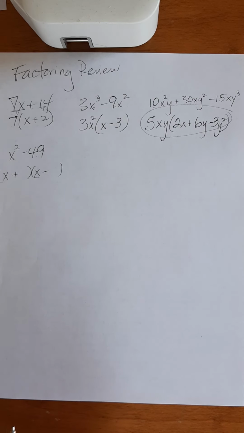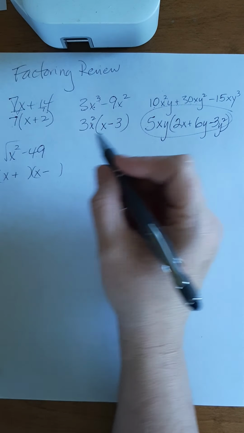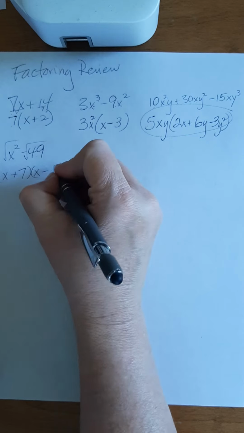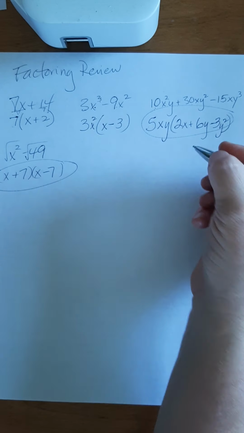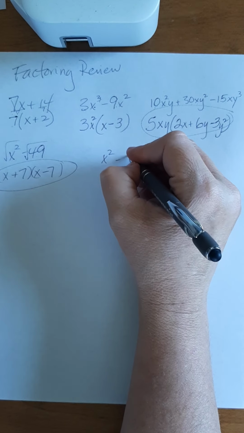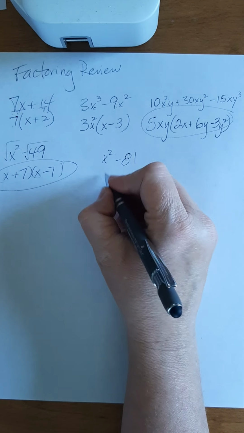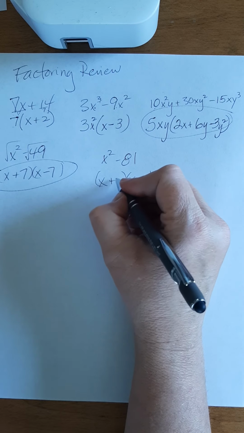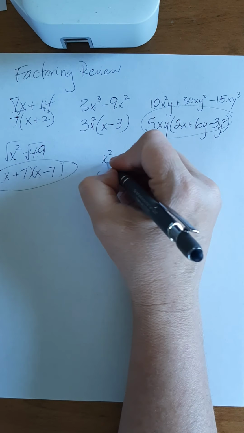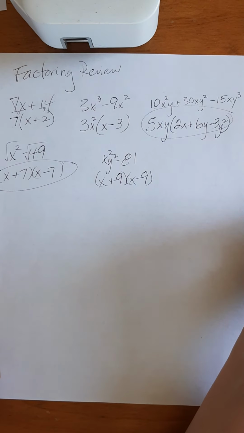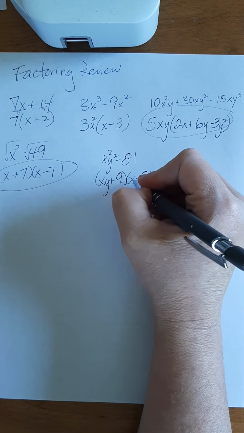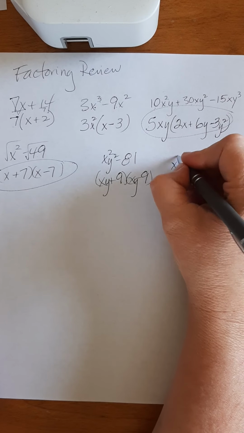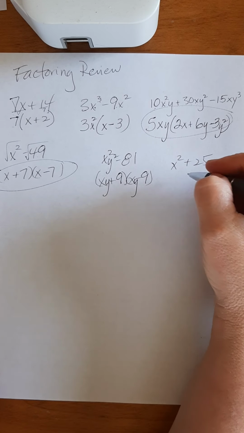the last. So square root of x squared, x and x, plus and a minus, square root of 49, 7 and 7. X squared minus 81, x and x, plus and minus, 9 and 9. If they tried to be tricky and throw a y squared in there, you just put a y in there. No biggie.